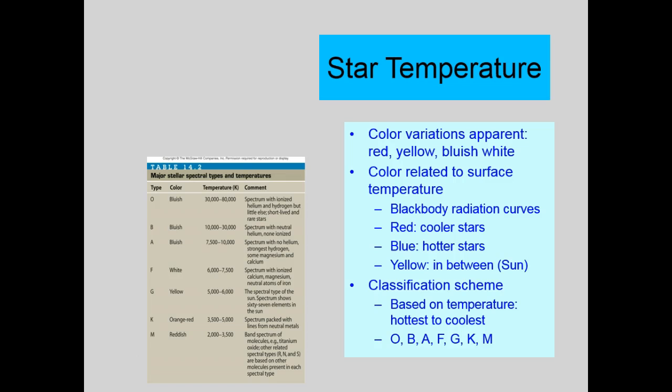Spectrum packed with lines of neutral metals. Okay, so many metals. And then the M, the coolest, the reddish stars, 2,000 to 3,500 K. The band spectrum now, not just atoms, molecules, titanium dioxide, other spectral types based on molecules present in the spectrum. Okay, so those are the star temperatures.